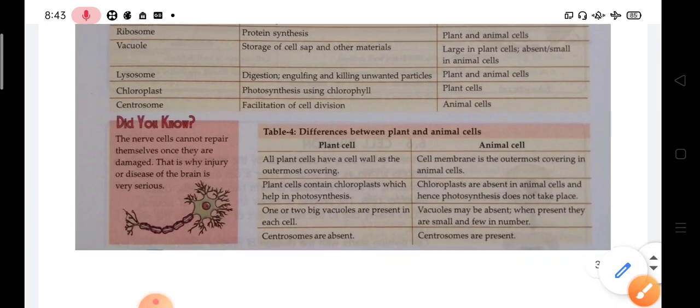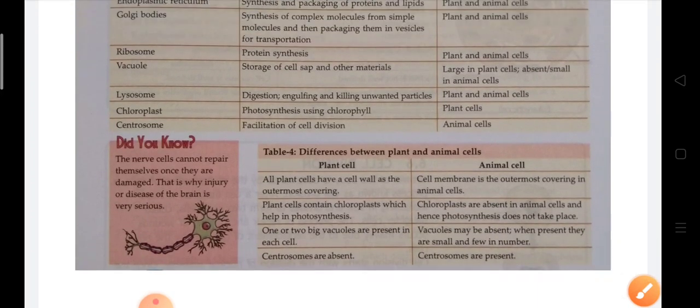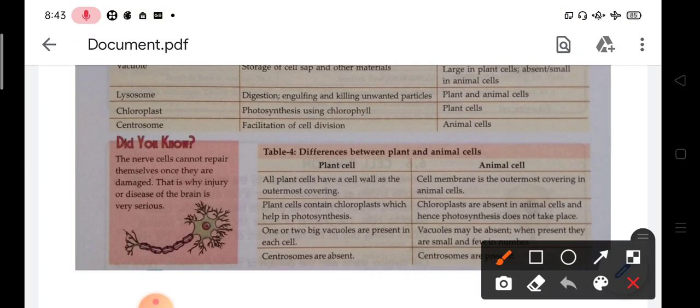Now next we talk about the difference between plant and animal cells. So just have a look over here. All plant cells have cell wall as the outermost covering. Cell wall is the outermost covering of the plant cell, and in animal cell the cell membrane is the outermost covering. Then plant cell contains chloroplast for photosynthesis. Chloroplasts are absent in animal cells because animal cells don't undergo photosynthesis.